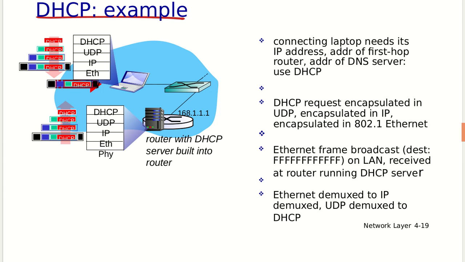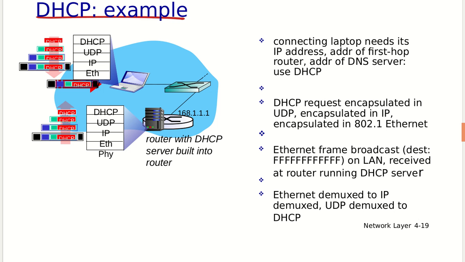So in this example, your connecting laptop needs its IP address, the address of the first hop router, and the address of the DNS server. So it is using DHCP. The DHCP request can be encapsulated, like I explained, inside UDP, which is encapsulated inside IP, and which is encapsulated inside Ethernet or 802.1 Ethernet. The Ethernet frame is broadcast. How is it broadcast? The destination MAC address is all Fs.